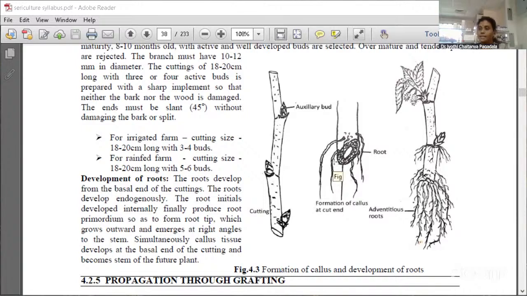Simultaneously, callus tissues develop at the basal end of the cuttings and become the stem of the future plants. Here you can see the formation of the callus at the cut end. Here it is the callus.